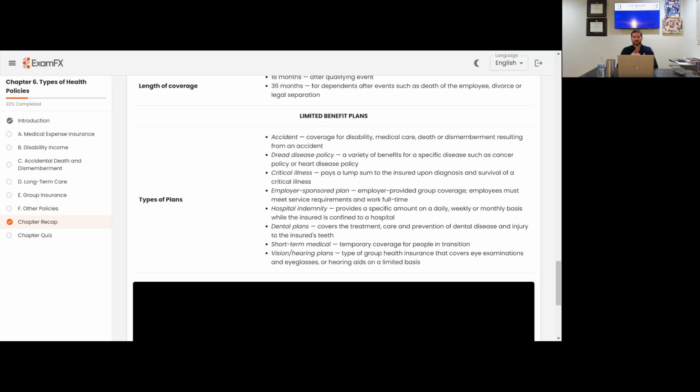Critical illness pays a lump sum to the insured upon diagnosis and survival of a critical illness. They're going to have a list of illnesses that qualify for that critical illness, and you can have that type of benefit plan as well.